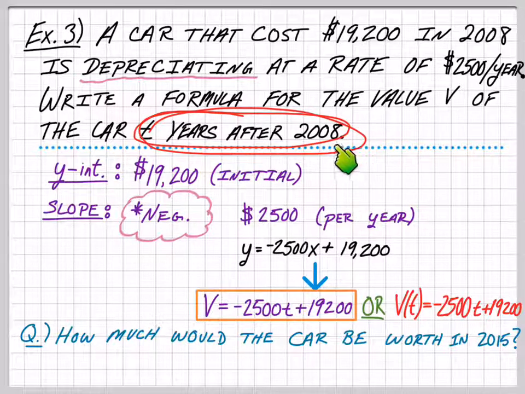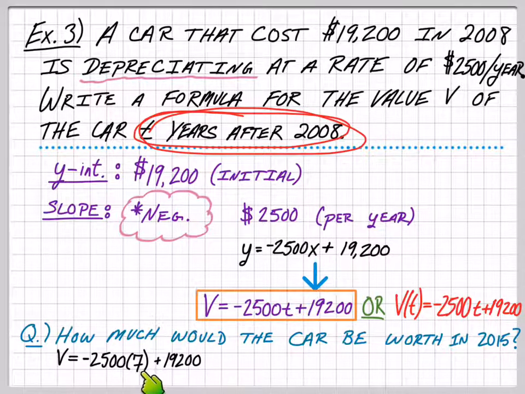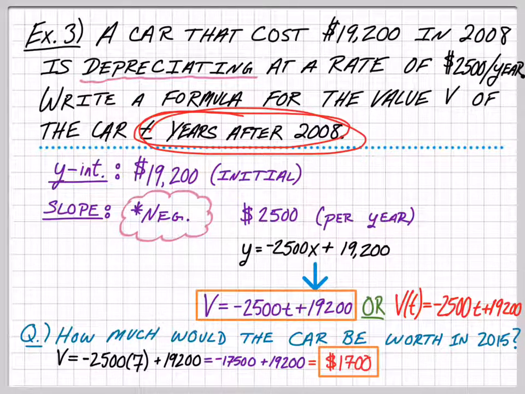2015 is how many years after 2008? So if you find the difference there, that would be 7. So if you plugged in 7 for T, then we'd be in business. So to calculate this correctly, make sure you're putting 7 in for that T value. All right, so negative 2,500 times 7, that gives us negative 17,500 plus that 19,200 still hanging out there for a grand total of $1,700 in 2015. Wow, that thing really depreciated its value in 7 years.